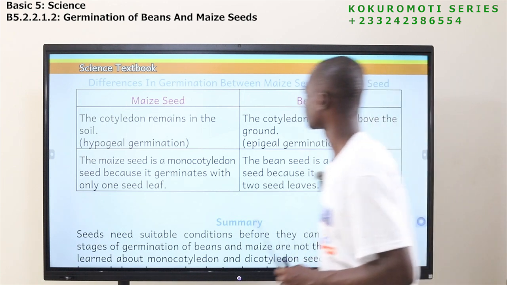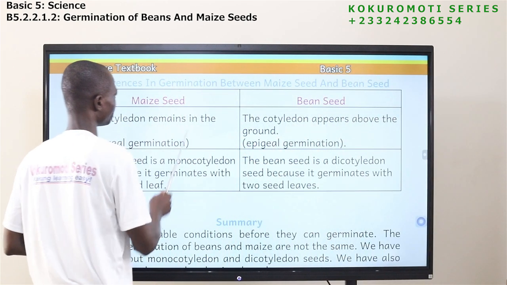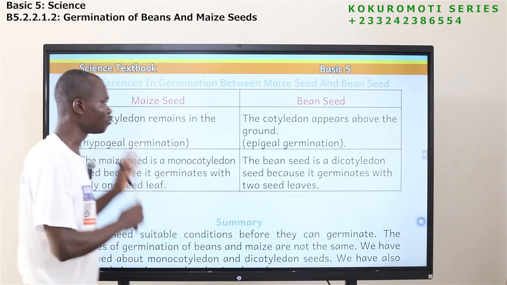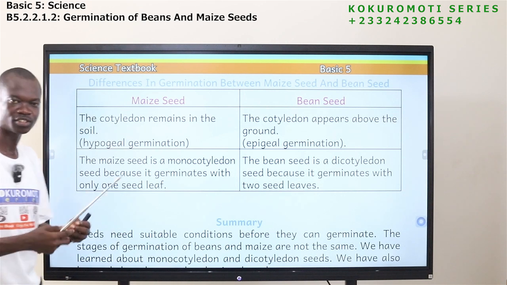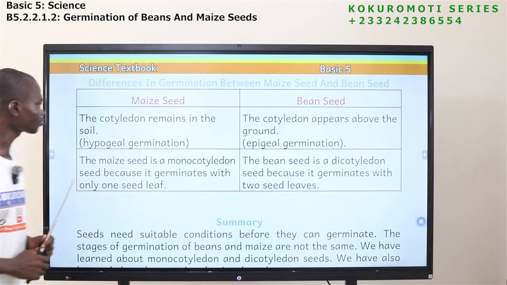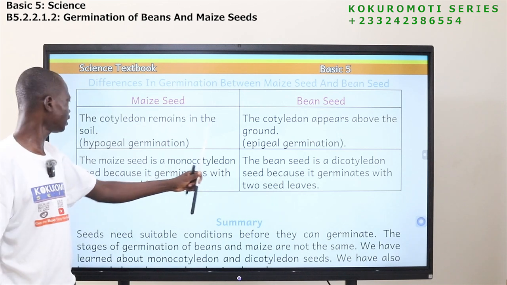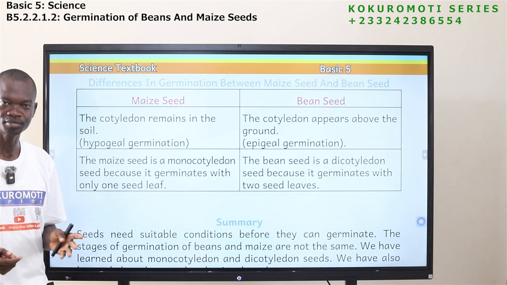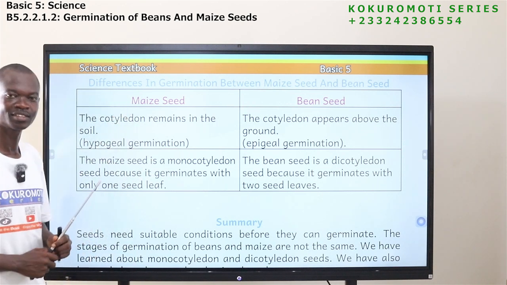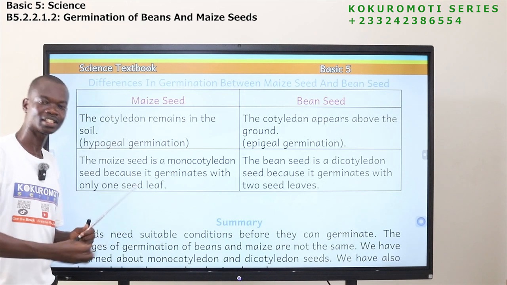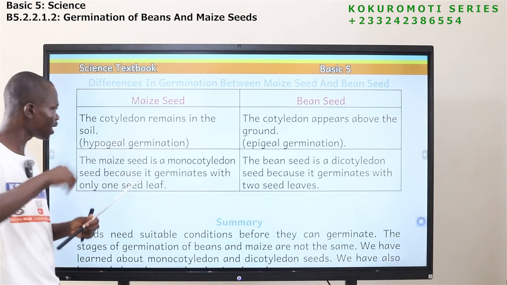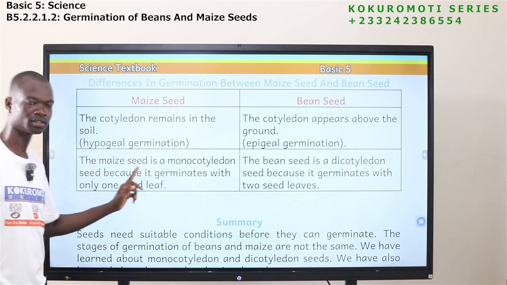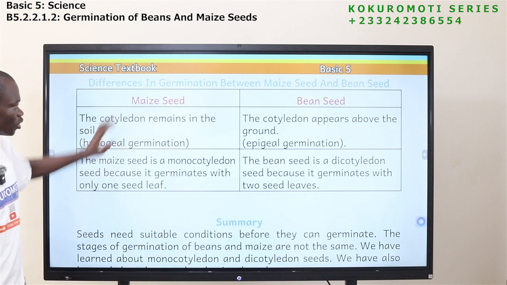Now, we have differences in germination between maize seed and bean seed. What are the differences during germination? One, the cotyledons remain in the soil. I've told you that the cotyledon is the seed leaf. So in maize, the cotyledon that gives food to the embryo will remain in the soil. So we call it hypogyle. So this is maize for you.